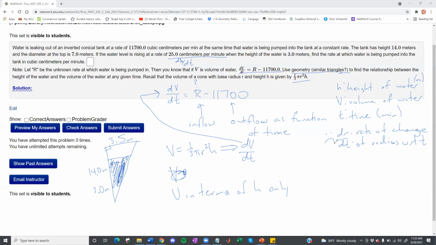So it really doesn't matter if you pick centimeters or meters. You just have to be consistent. Oh, never mind. So you want cubic centimeters per minute, right?